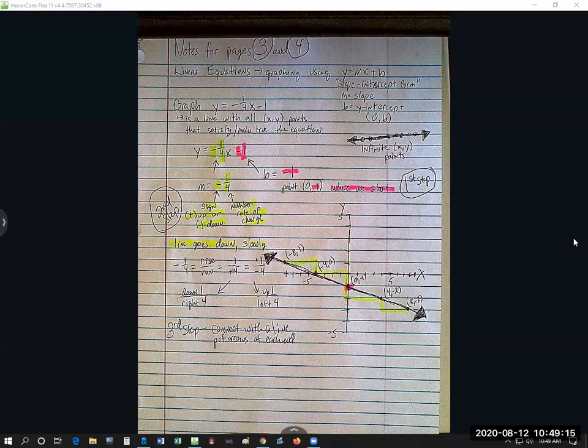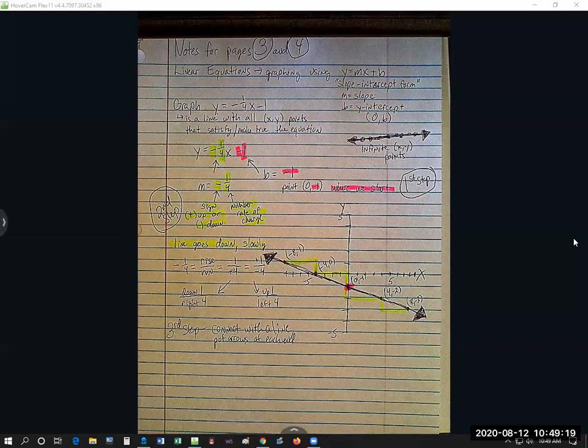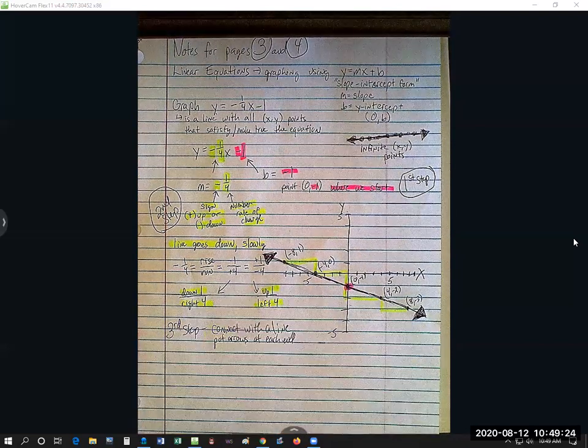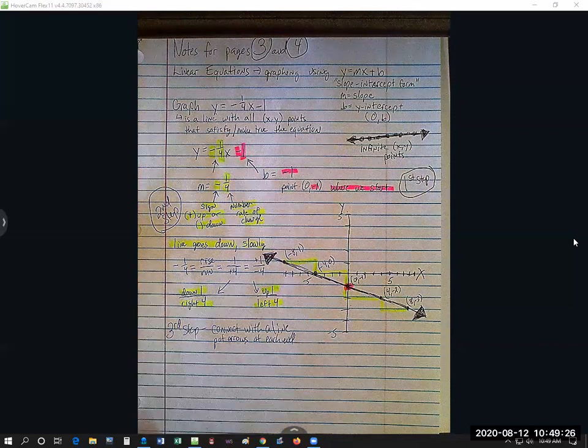All right. And I'm going to go ahead and identify with the highlighter one more time what we did here. And then, bam, we're done.